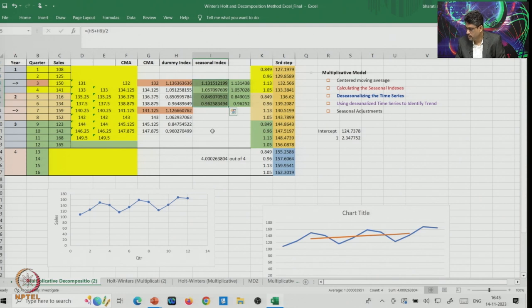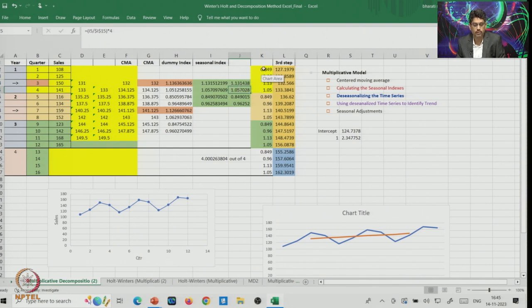Now you have to cross verify whether the sum of them is 4 or not. If not, then you have to adjust it out of 4, because the total index cannot be anything else for quarterly data. If it is monthly, then the total should be 12. I have discussed that in the seasonality chapter. So here is how I have done that calculation out of 4, in case it is not 4: actual divided by the total sum, multiplied by 4. Here we are getting almost the same, right? So we have not changed anything, same data.